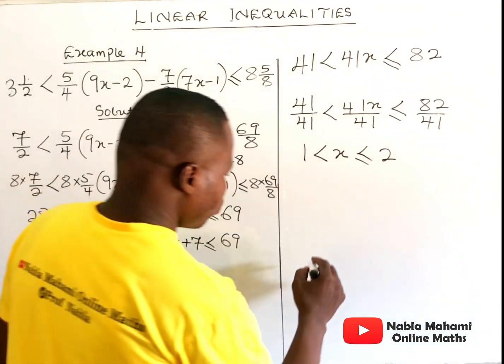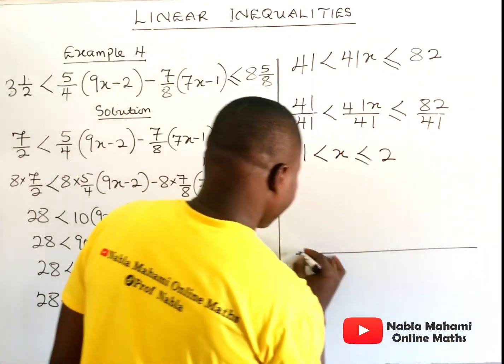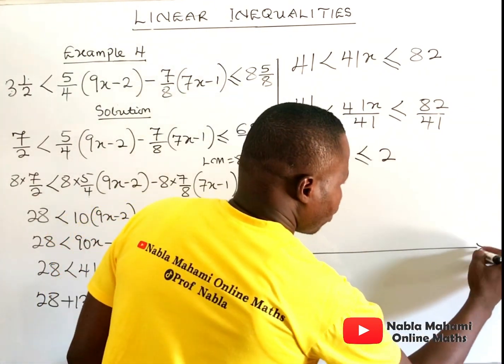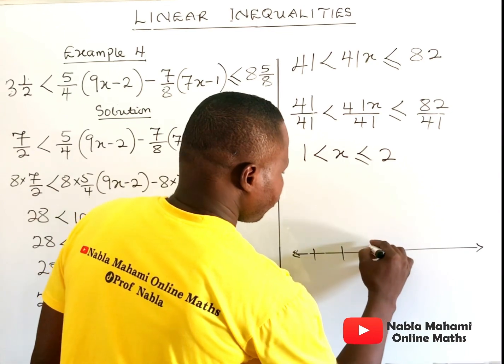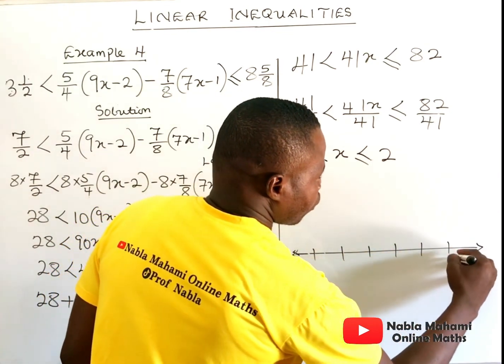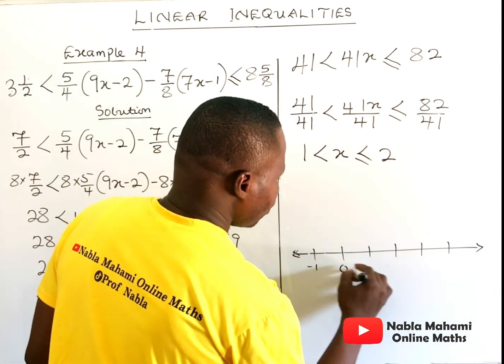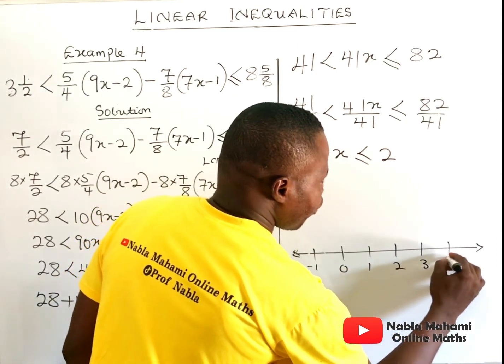Then we'll now put this solution on a number line. So let's look at how you graph it. I have my number line. Let me mark it. So let's say here is minus 1, 0, 1, 2, 3, 4.